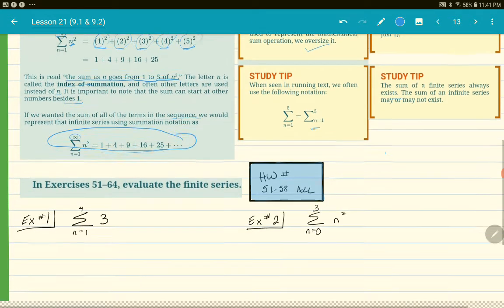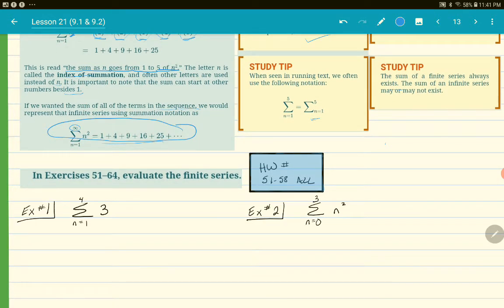So we're looking in the first section, we have 51 through 64, and we want to evaluate these series. I have 2 examples here that are similar to these problems. So this one, I have n going from 1 to 4 of 3. So we're looking for the sum as n goes from 1 to 4 of 3. Remember, when I said if I have n going from 1 to 4, I should have 4 blanks of things to add together.